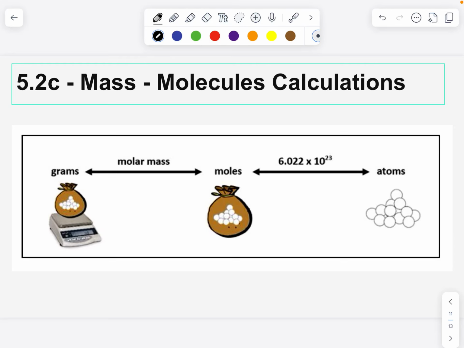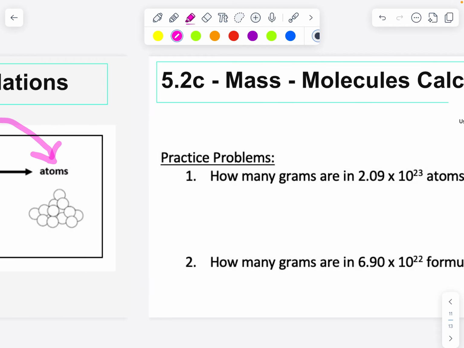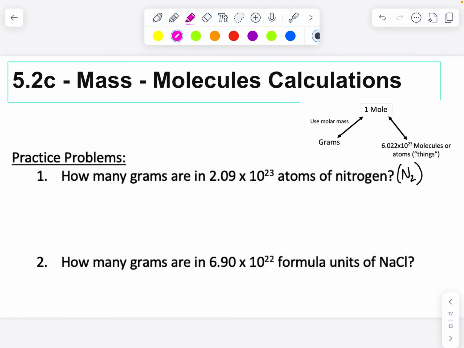This video is going to cover mass to molecules calculations. When we've taken notes on this previously, we only looked at one half of our map. We looked at either grams to moles, or atoms and moles, or molecules to moles. Now we're going to put those together into one calculation. We're still going to use our map, but now our map is even more important because it's going to help us go through the two steps that we need for these calculations.